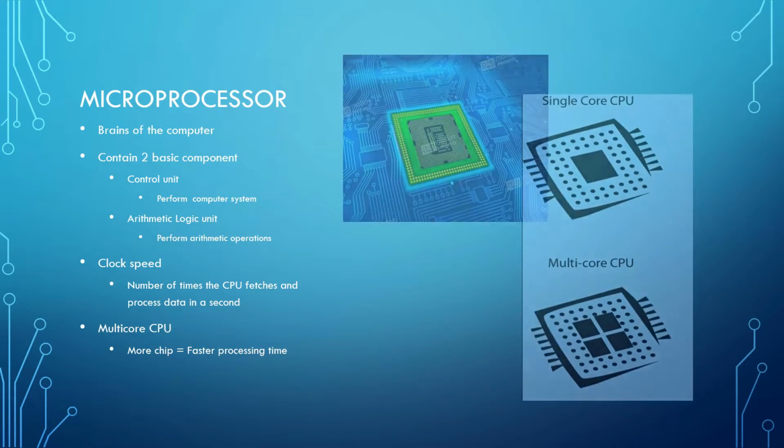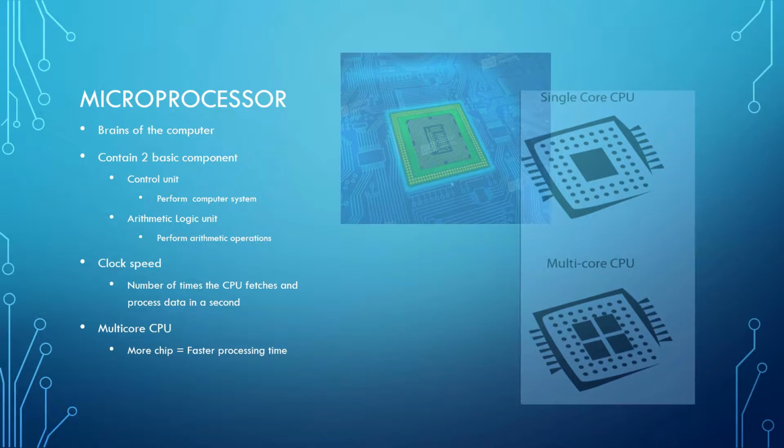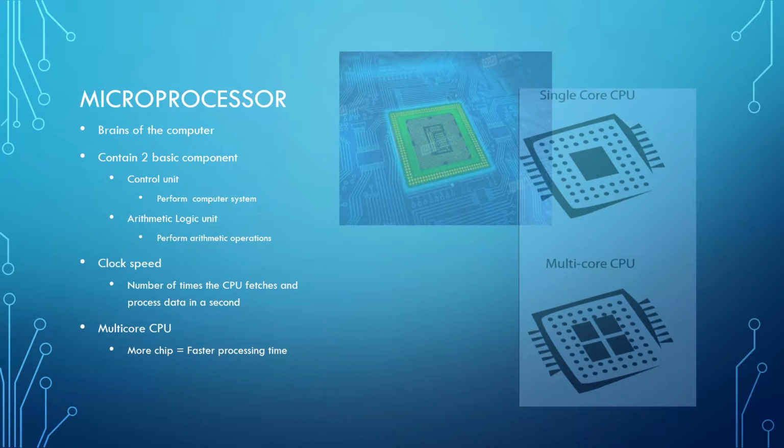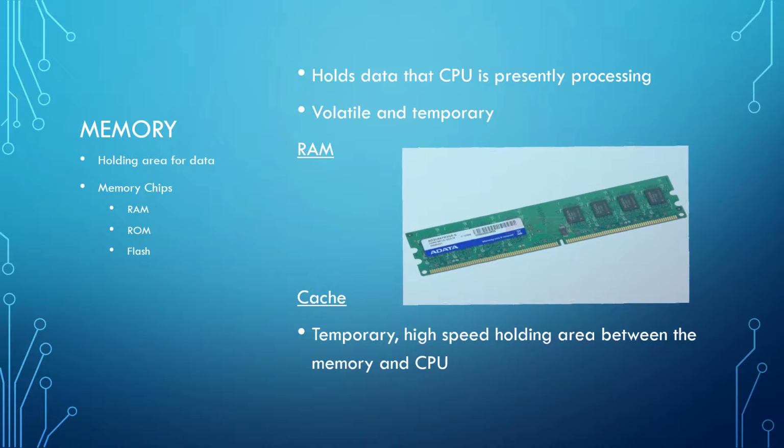Next is the microprocessor. It is the brain of the computer. It contains two basic components, which are the control unit and the arithmetic logic unit. Clock speed can be affected by the type of chipset. A microprocessor containing a single core is a single-core CPU, while some chips with multiple cores are called multi-core CPUs.